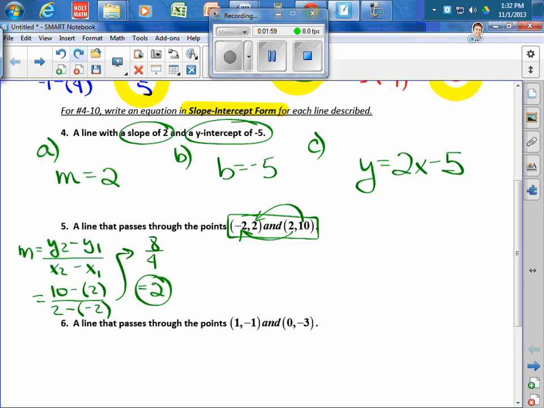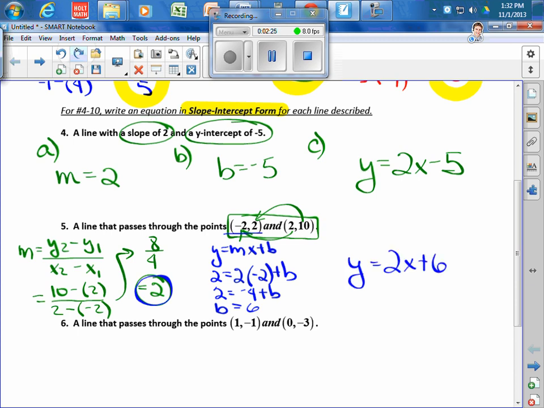The y-intercept isn't given, so you're going to have to figure it out. To do that, you use y equals mx plus b. I'm plugging in the first point here, negative 2, 2. So I put 2 in for the y. I have 2 for the slope. I have negative 2 for x plus b. That means I have 2 is equal to negative 4 plus b. Adding 4 to both sides, you get b is equal to 6. Your equation, y is equal to 2x plus 6.